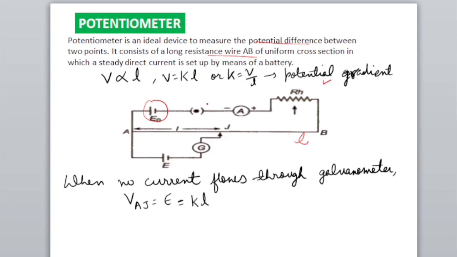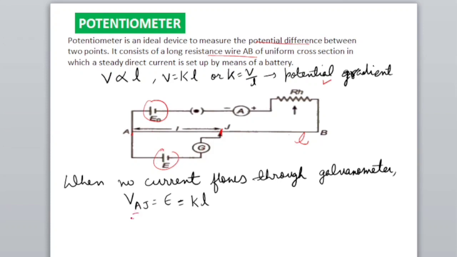So if constant current flows through this wire, then V is directly proportional to L. If you know the EMF of this cell, you can easily determine the unknown EMF of another cell. The cell whose EMF is to be determined is connected to one endpoint of this wire, and the other point is connected to a galvanometer and jockey. Now you move the jockey over this wire. When the galvanometer shows no deflection, you note down this point. Then the potential difference across AJ, when no current flows through it, gives the EMF of the unknown cell.